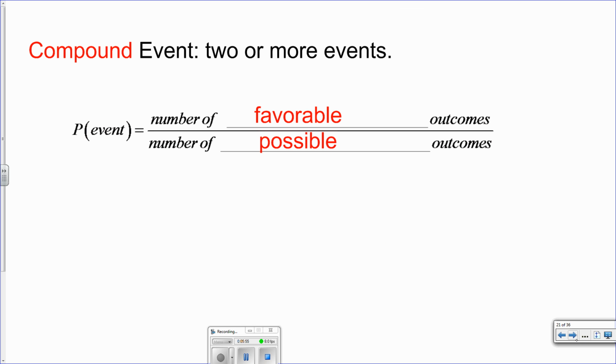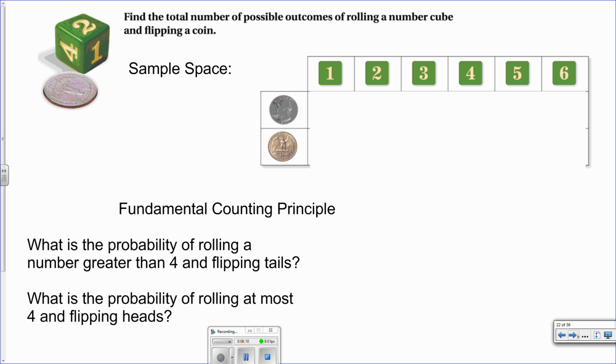So the fundamental counting property makes it much faster. A compound event is 2 or more events together, and you're going to find the number of favorables over the number of possibles, which is what we've been doing all along. So it says find the total number of possible outcomes of rolling a number cube and flipping a coin. Well, we already know the number cube was 6, the coin was 2, so we know there's 12 possible outcomes.